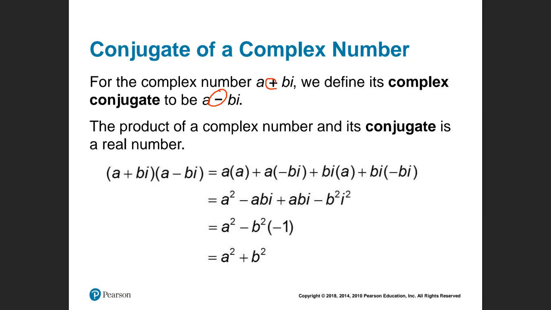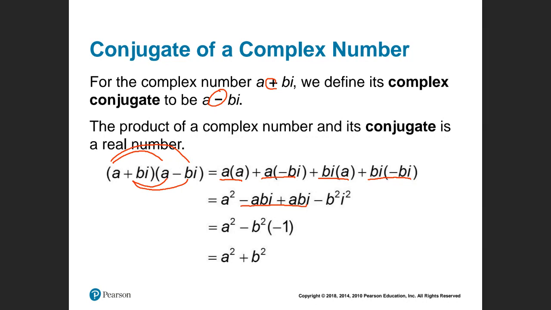So now we use the FOIL method. I can write down a times a, a times negative bi, bi times a, and bi times negative bi. Okay, we solve now. a times a is a squared. a times negative bi is negative abi, plus abi. Positive times negative is negative. b times b is b squared, i times i is i squared. These are like terms. Combining like terms becomes 0.